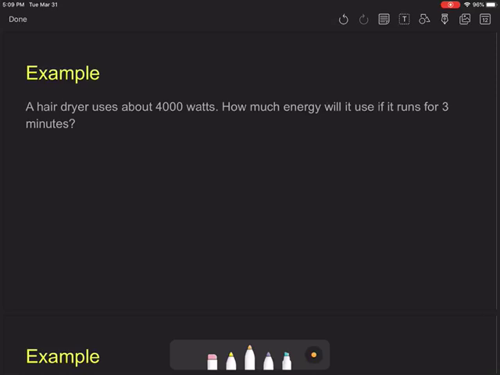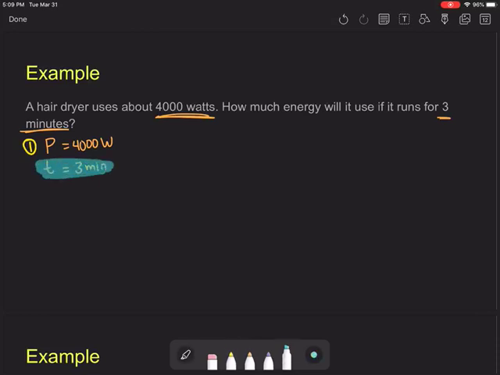How much energy will it use if it runs for 3 minutes? Alrighty, there's some fun stuff going on here. Again, step 1, we are going to write out what we know and what we're looking for. We have 4,000 watts. And what is measured in watts? Of course, it is power. Next, we have 3 minutes. Okay, 3 minutes is going to be our time.